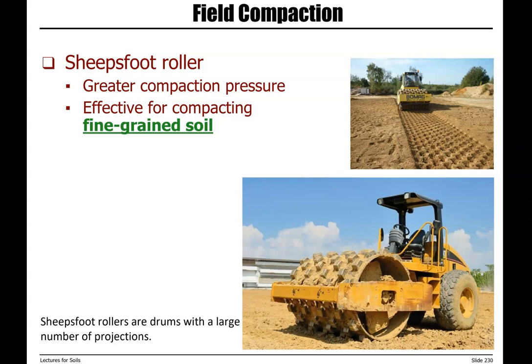This one is an example of a sheep's foot roller. Compared to the smooth wheel roller, this provides greater compaction pressure and it can be more effective when we have fine grained soil. So this one is basically a drum with a large number of projections. Again, this is very efficient when we have fine grained soil or a clayey soil. This type of roller is suitable for clayey soils.